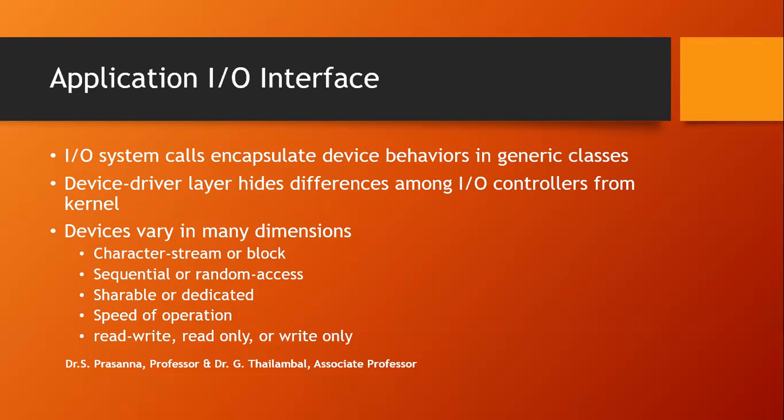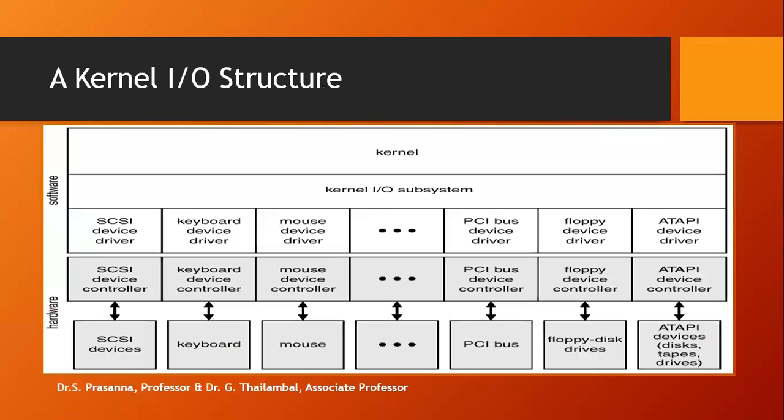It could be a character stream or a block of data that gets passed, or it will be sequential or random access, or it will be shareable or dedicated. Based on speed of operation, the devices vary. Based on read only or write only access requests, the devices may vary.